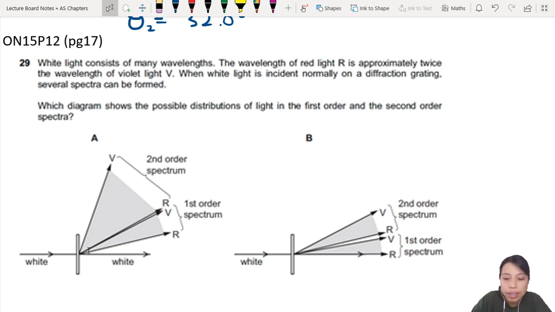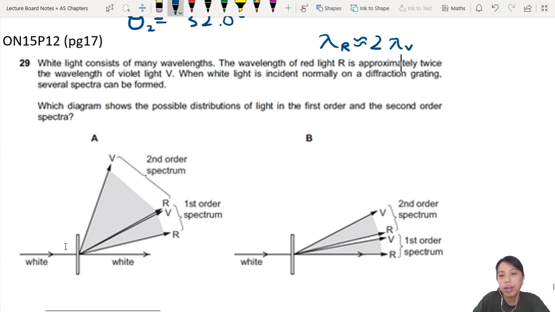White light has many wavelengths. The wavelength of red is approximately twice the wavelength of violet. So let's make that a fact: the wavelength of red is roughly 2 times that of violet. When white light shines on a diffraction grating, which option shows the correct spread of the orders? You need to think: red light has a longer wavelength, right? So red will diffract more.